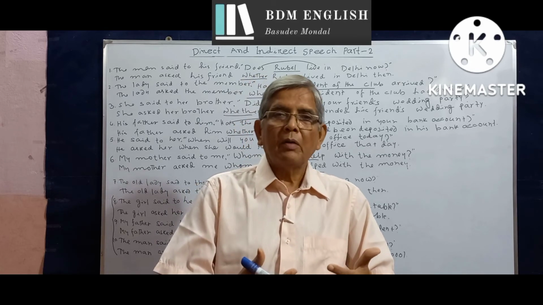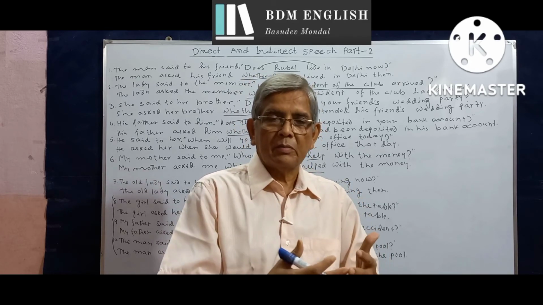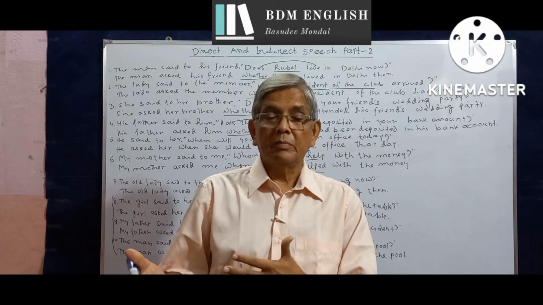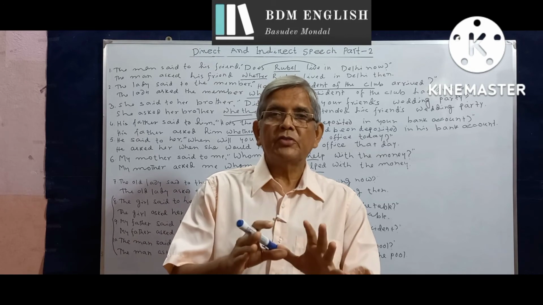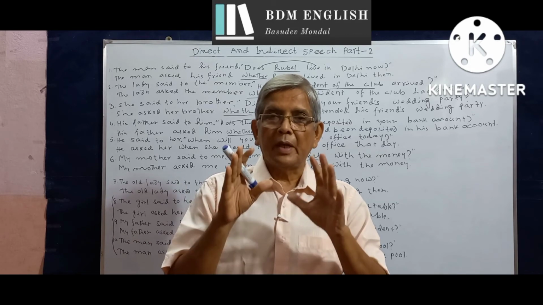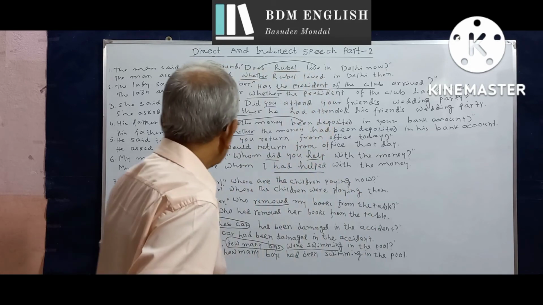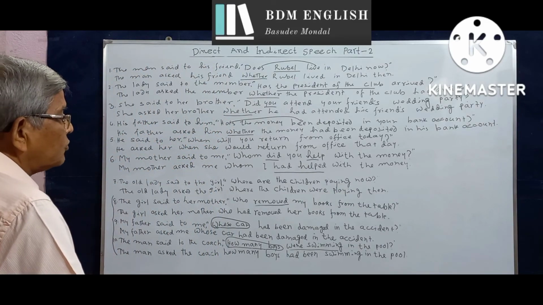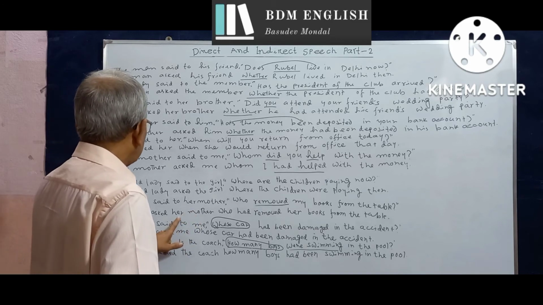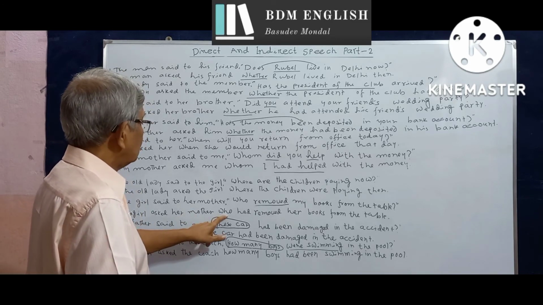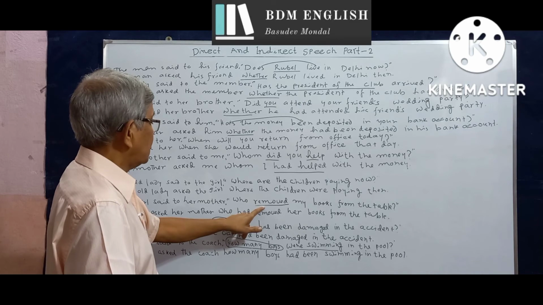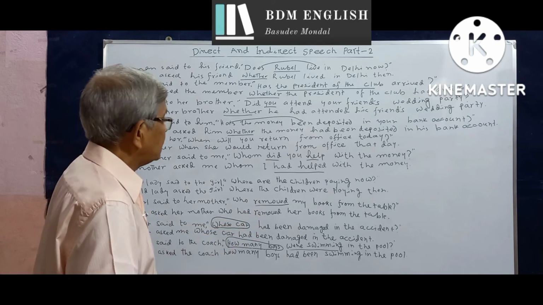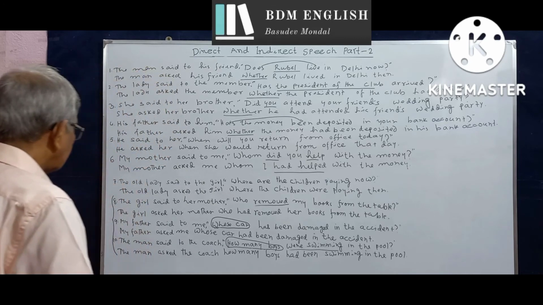If there is any first person pronoun or second person pronoun, we change it. And then we remove the question mark. We must, because the sentence in the indirect speech is invariably declarative. So number 8. The girl said to her mother, who removed my books from the table? The girl asked her mother who had removed. The past simple tense active voice changes to the past perfect tense active voice. Who had removed her books from the table.